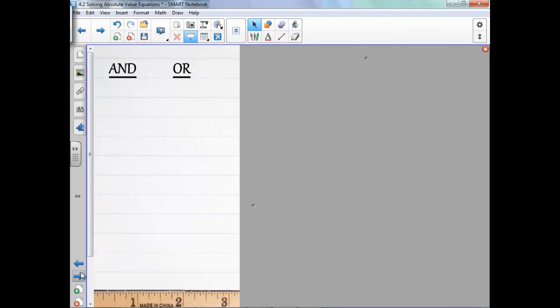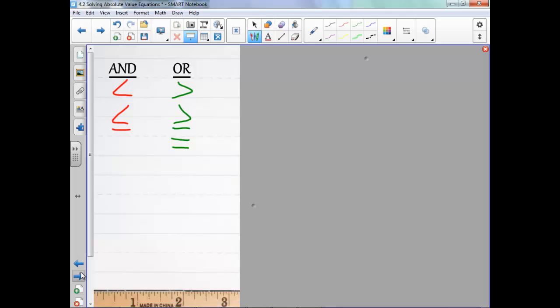Now, our nice summary. So we used the word and. Remember before we had our less than, but then we also used it with less than or equal. And or would then be the other two, but then also when we have an equal in there with absolute values. And these are with absolute values.